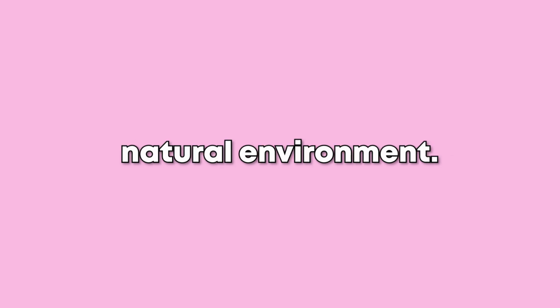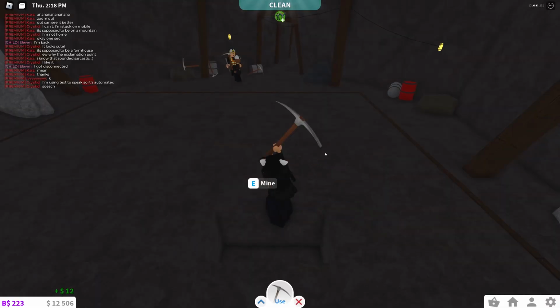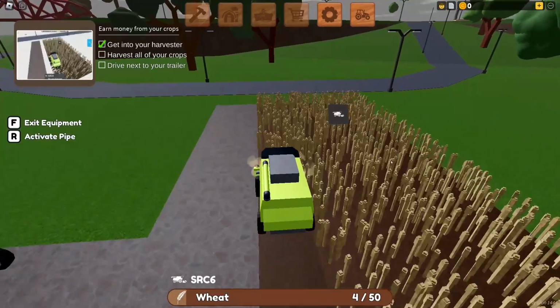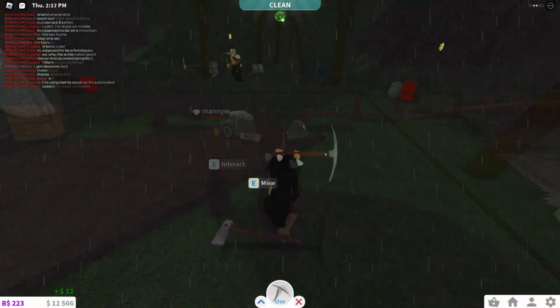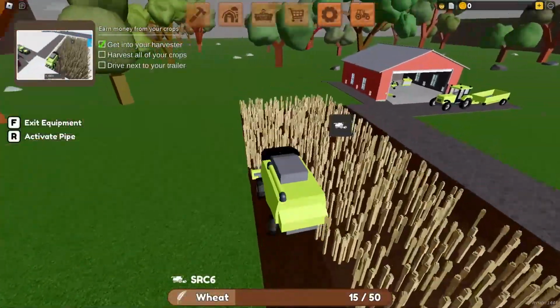In the primary sector, raw materials are extracted from the Earth's crust or harvested from the natural environment. This includes forestry, mining, fishing, and agriculture. Let's take a look at some examples. As you can see, the primary sector encompasses a wide range of activities, from logging trees in the forest to drilling for minerals in mines, casting nets for fish in the oceans, and cultivating crops on farmland.